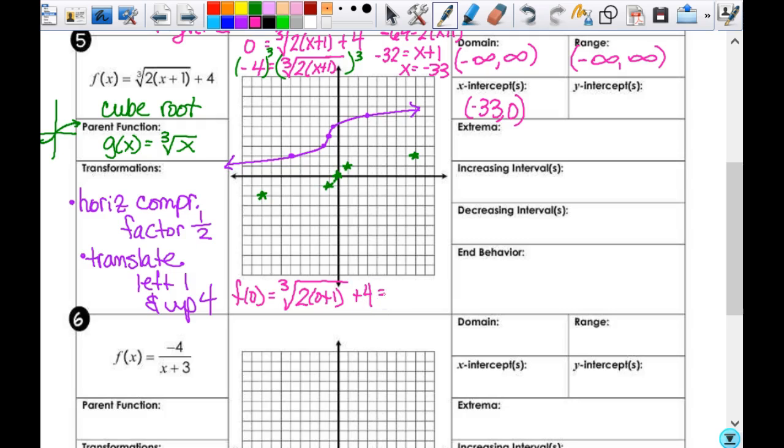Do not let things like this get you all flustered, right? Because 0 plus 1 is 1 times 2, which is 2. So this becomes the cube root of 2 plus 4. Can I do anything with that? I can't. And so that number has 2 terms. It is what it is, right? I don't care what the decimal is. So my y-intercept is 0, and then cube root of 2 plus 4. You could write 4 plus cube root of 2.